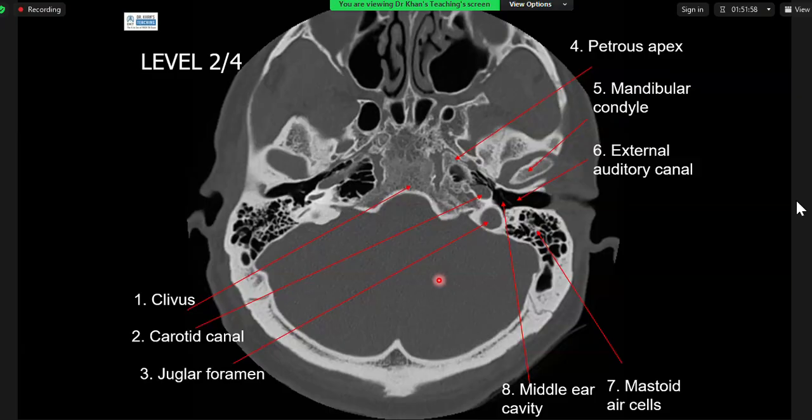So just a bit, because we are going in sequence, it becomes easy for you. This is the clivus. This is still the carotid canal. This is the petrous apex. This is the mandibular condyle. This should be one of your review areas when you are reporting a CT of the brain. This is the external auditory canal. You can see the tympanic membrane. This is the middle ear cavity. This is the jugular foramen. Next, please.